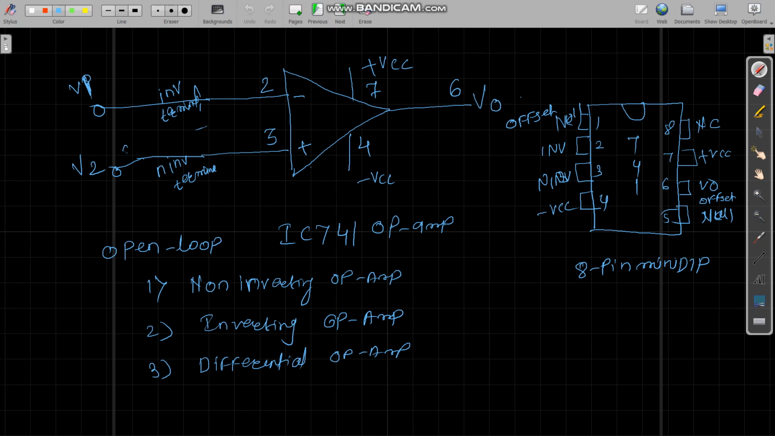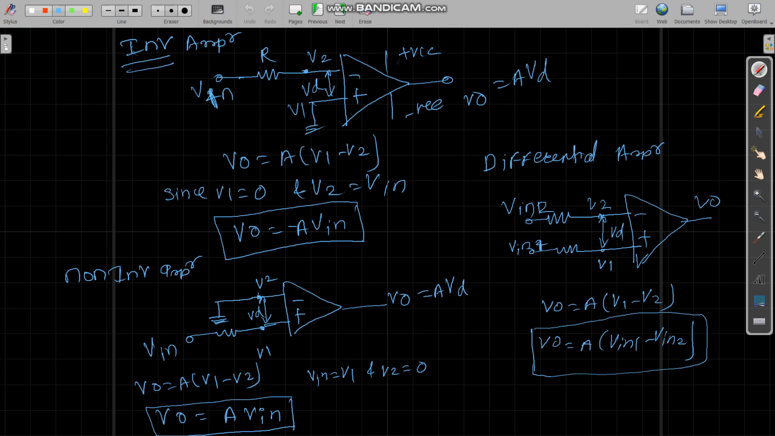Now this open loop op-amp is a straightforward configuration, and we can see that this open loop configuration can be configured in any of these three modes. They are non-inverting, inverting, and differential op-amp. So let us see what they mean and what their output equations are. Now we can see the inverting amplifier.